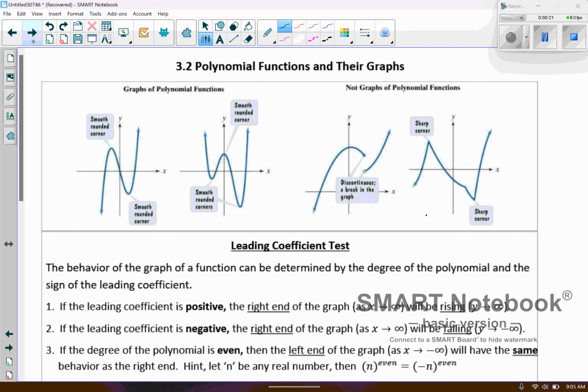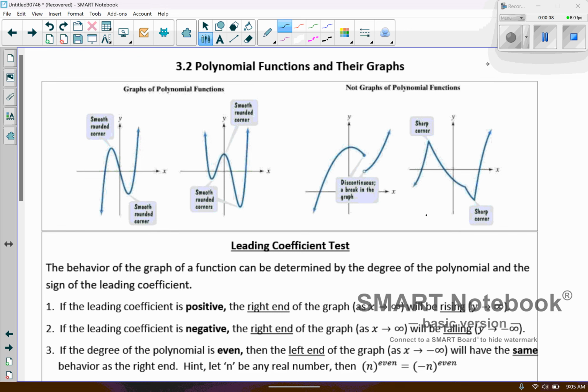And the higher the power goes, the more possible twists and turns we're going to have on our graph, and the more possible x-intercepts we are going to have. So here are some examples of some of the stuff we are going to graph. They're going to look kind of similar to what we're looking at here.